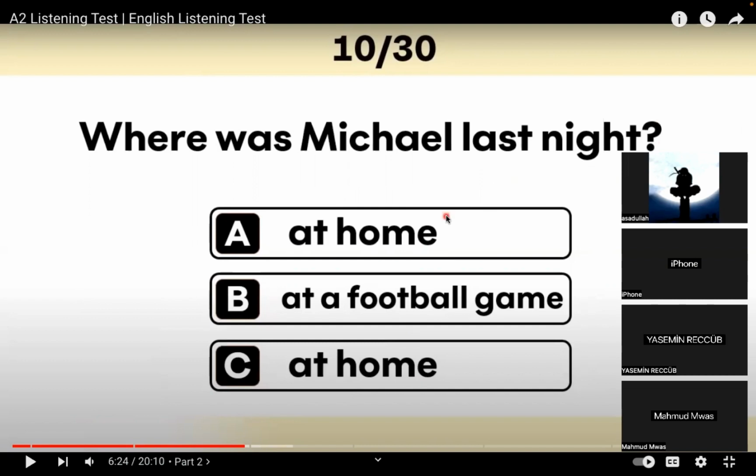Mr. Sneem, what do you think? A, B, or C? A. Let's check. The answer is A and C. Both are correct, but not B. Very good. Let's listen to part 3. So try to pay attention. It's very simple, very easy, but you have to pay attention to the details. You have to focus on the details and try to take notes.